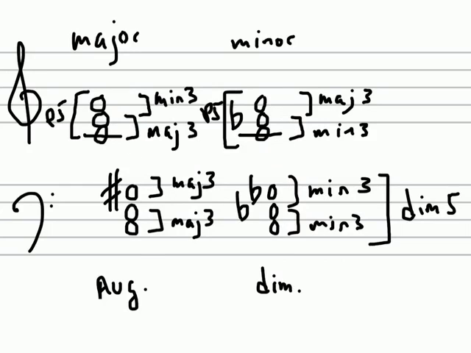On the bottom left, C up to E, major third, E up to G sharp, also a major third, but note that from C to G sharp is an augmented fifth. So we call that an augmented triad. C major, C minor, C diminished, C augmented.